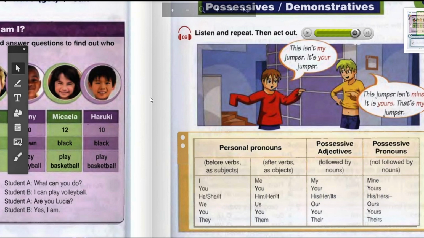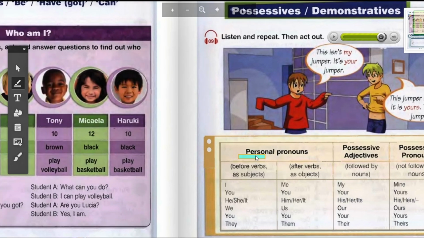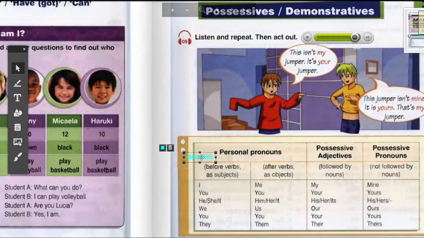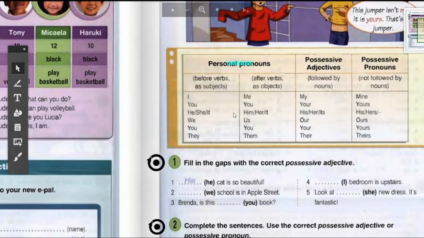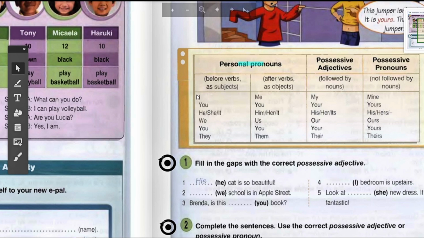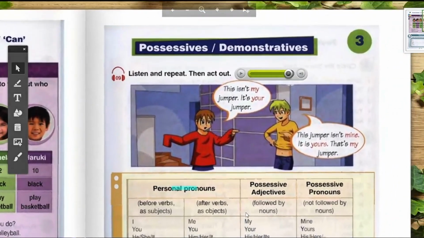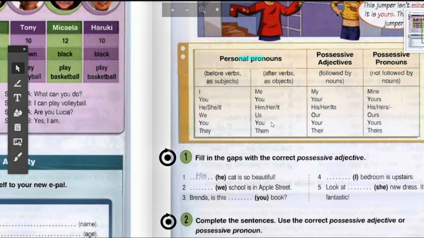Okay, we have listened to it. So we can see that we have personal pronouns, possessive adjectives, and possessive pronouns. Before the verbs as a subject, we use I, you, he, she, it, we, you, they. So, I, men, you, sen, he, she, it, o, we, biz, you, siz, they, onlar. After verbs, yani fiillerden sonra as objects, so me, you, him, her, it, us, you, them.